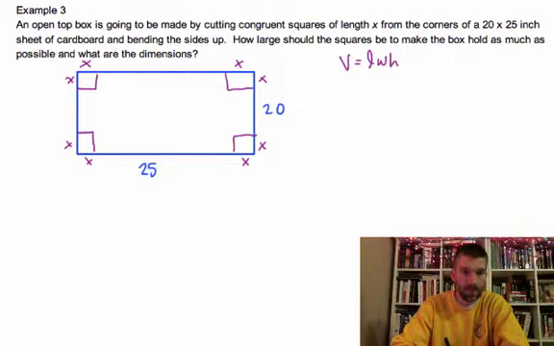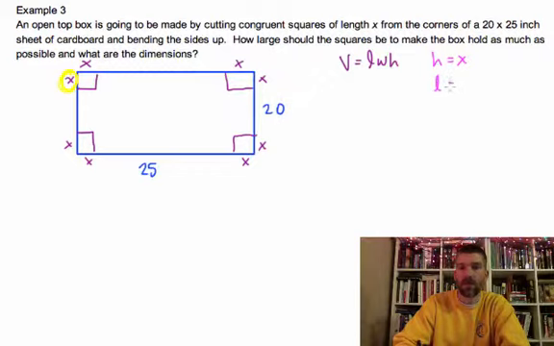Well, on this particular problem, one thing that we have learned that we will use is that these x's, that's our height. So x is equal to height. Let me write it the other way around. Height is equal to x. Length we need to find, and width we need to find.